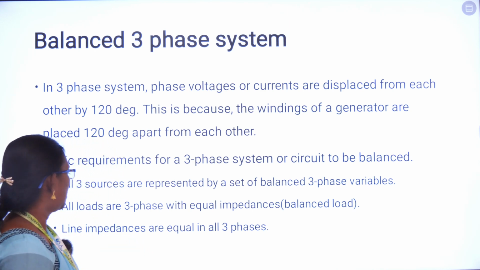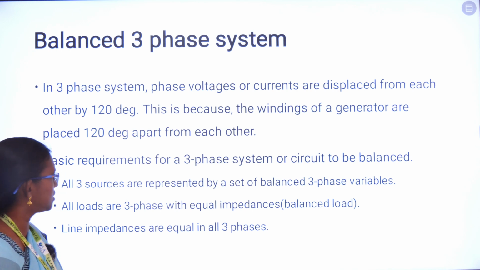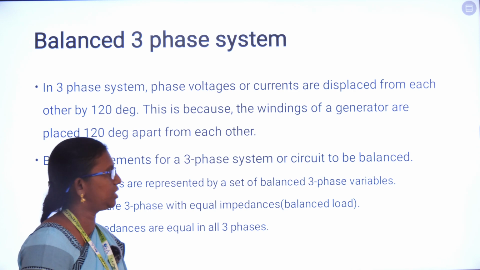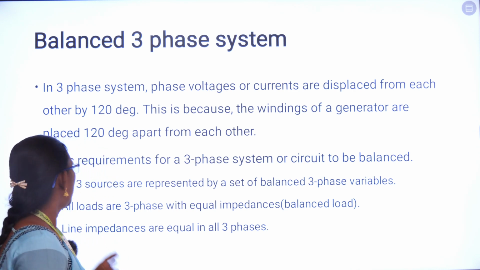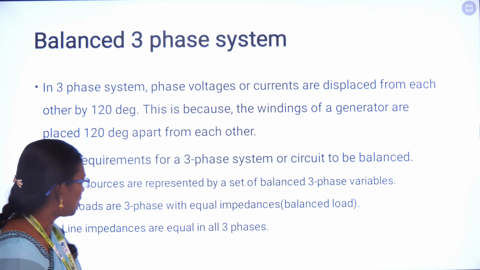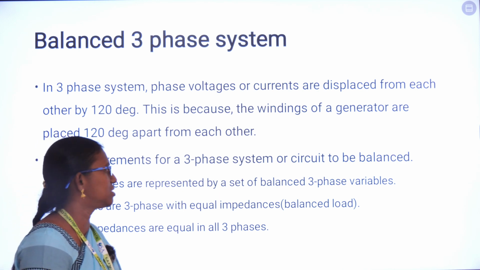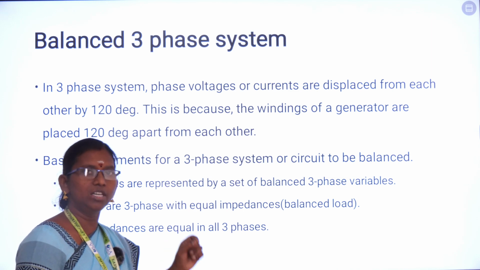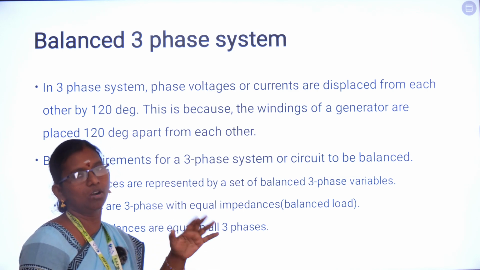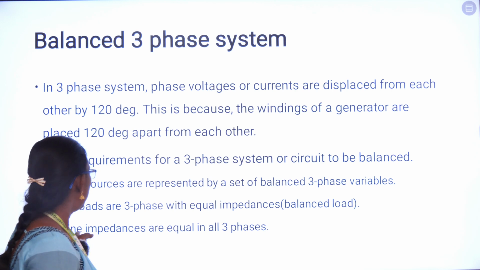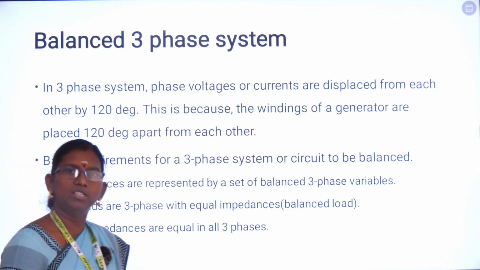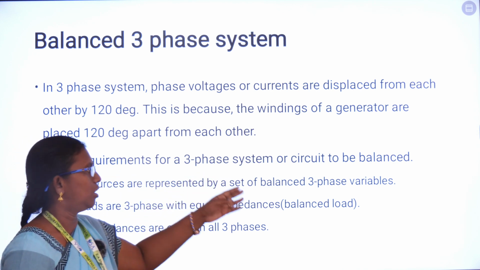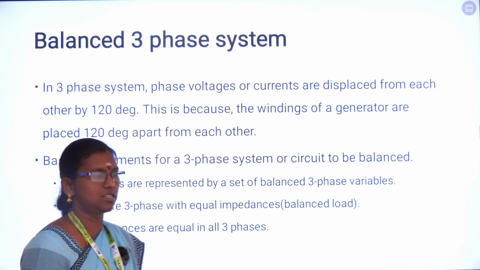The first and foremost is all the three sources are represented by a set of balanced three-phase voltages or variables. And the next is all loads are three-phase with equal impedances. Whenever the load is also having equal impedances on all the three phases, we call that a balanced load. And the line impedances are equal in all the three phases. So these are the three requisites to make a system a balanced system.